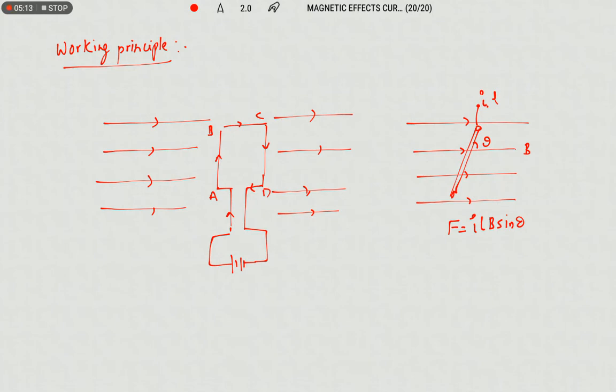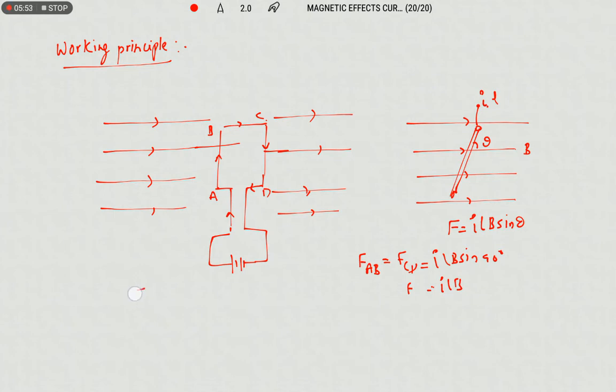What is the magnitude of force acting on AB? If you observe the figure carefully, in this orientation of the coil, the arms AB and CD are perpendicular to the magnetic field. When the arms are perpendicular to the magnetic field, they experience a maximum force, that is F equals ILB sin 90, because the angle between arms AB and CD and the magnetic field is 90. Therefore F equals ILB is the force acting on arms AB and CD.